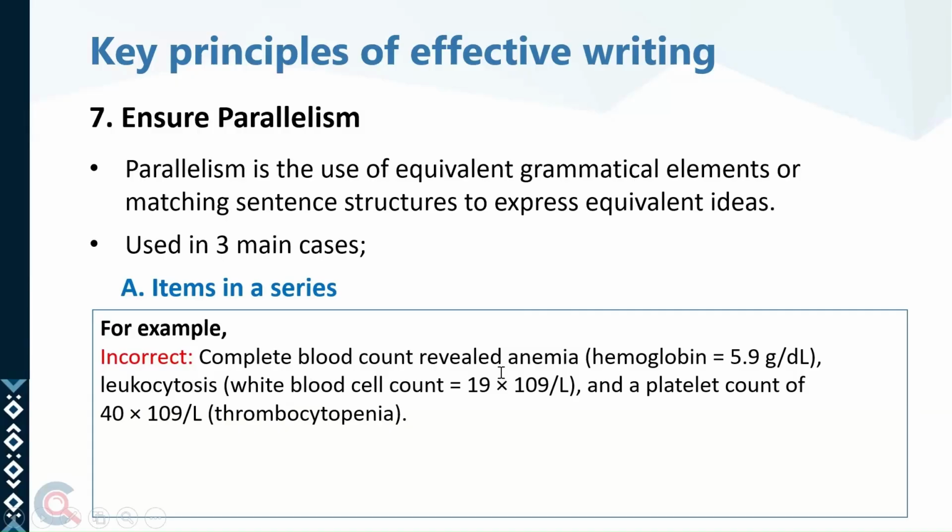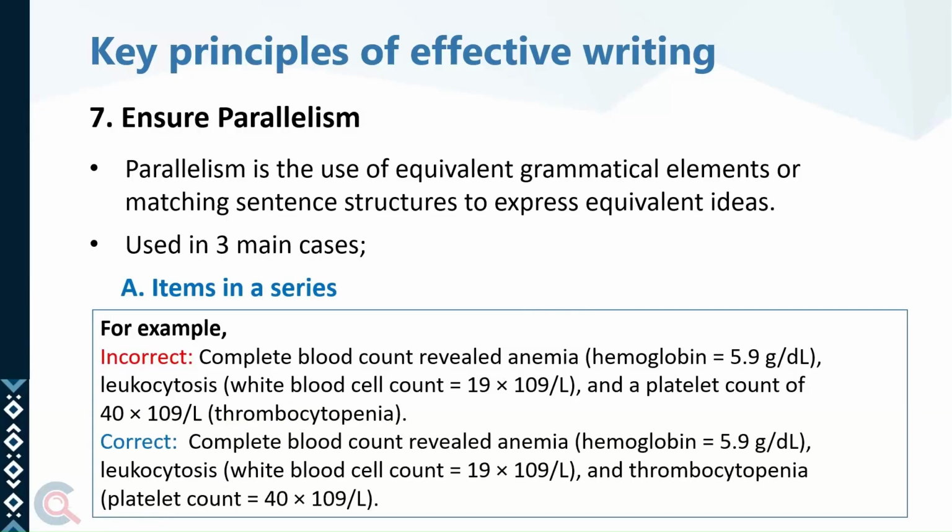So a correct way to write this will be: complete blood count revealed anemia (hemoglobin, and you put your value), leukocytosis (and you put the value), and the next one thrombocytopenia, and you do the same as the previous one. So this is parallelism.